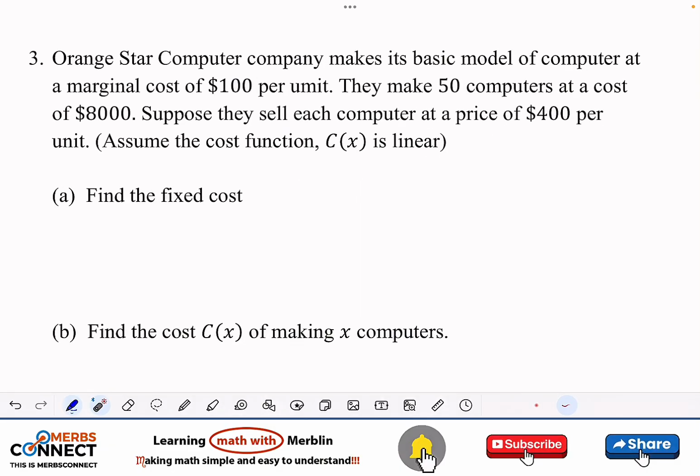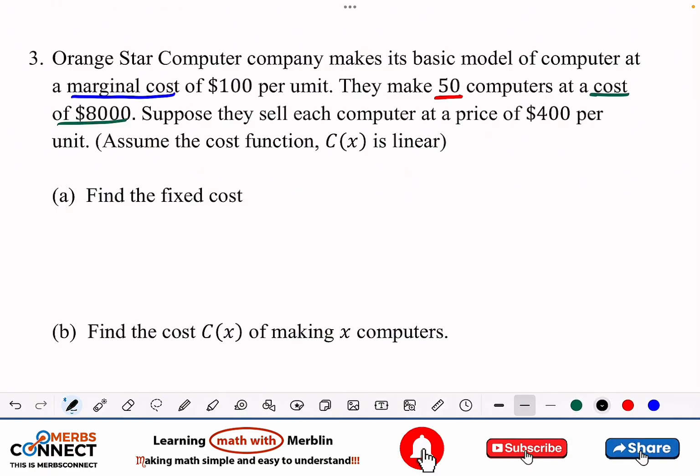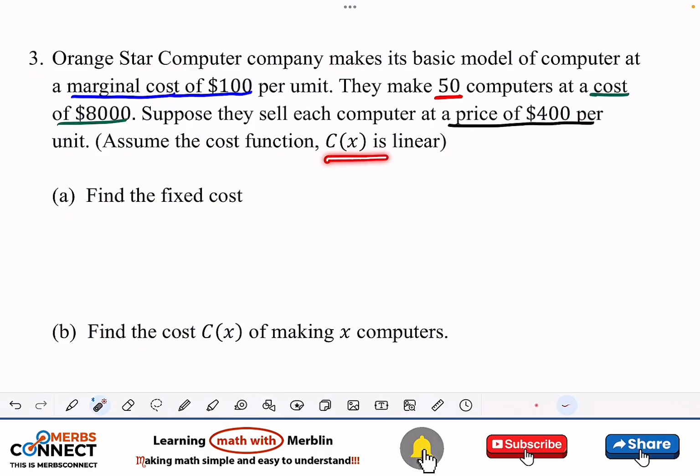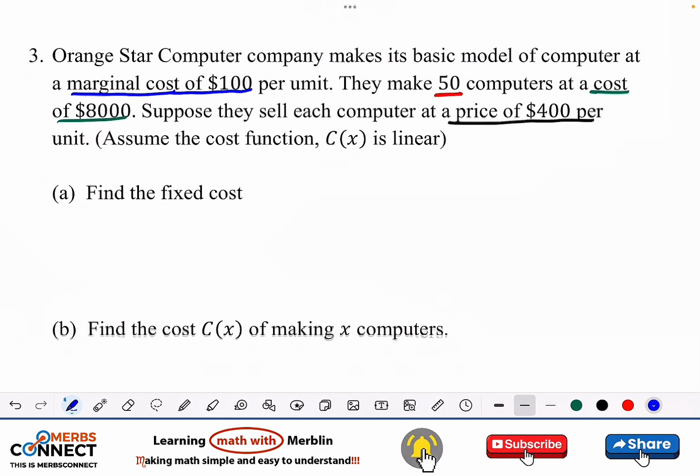So question 3, let's try and pick the keywords inside. So we have marginal cost, right? And then we have quantity here, and then we have the total cost. So let me use a different color to underline the total cost, right? And then we have price. We have price. So now we have identified all the components. So marginal cost is this, and then the quantity is there. So remember, cost is a linear function. So what's the linear function for finding cost?